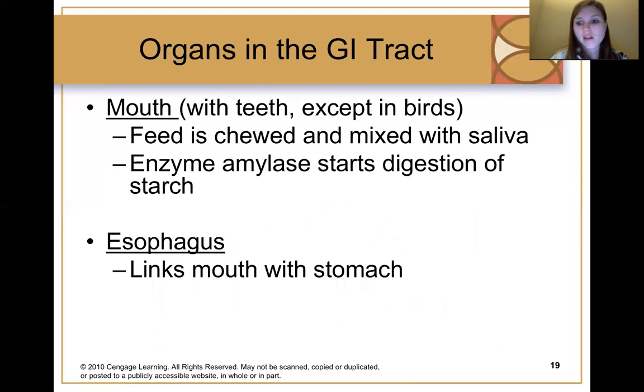So the mouth typically has teeth, except in birds. That's a big difference between poultry and the other livestock species.